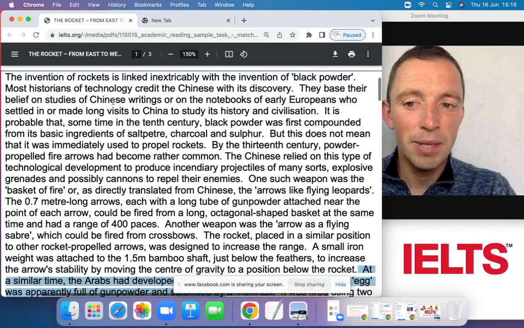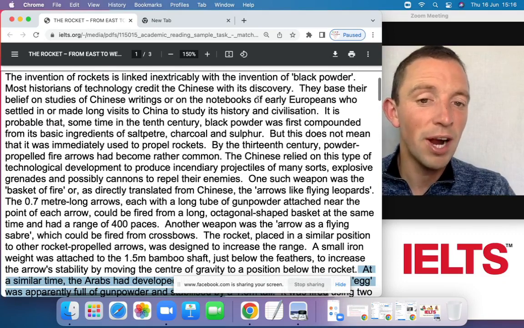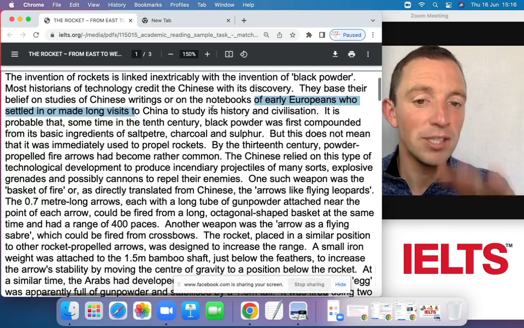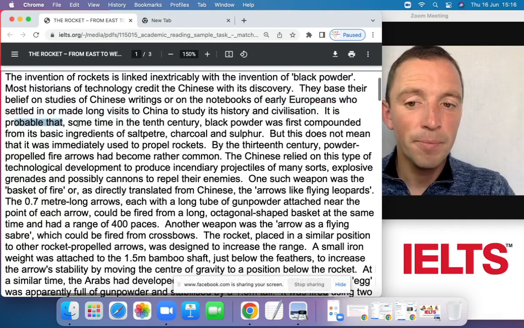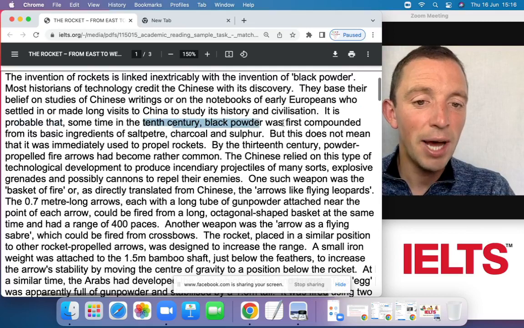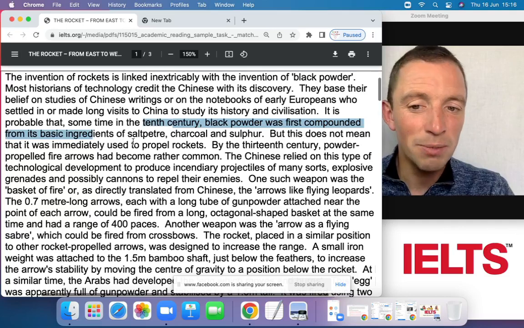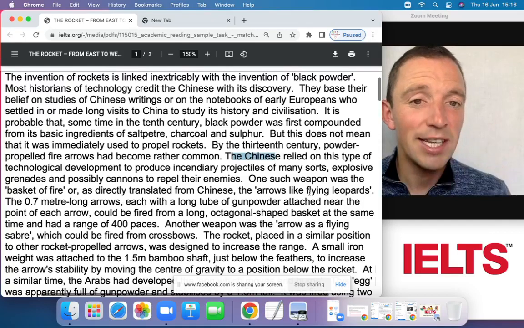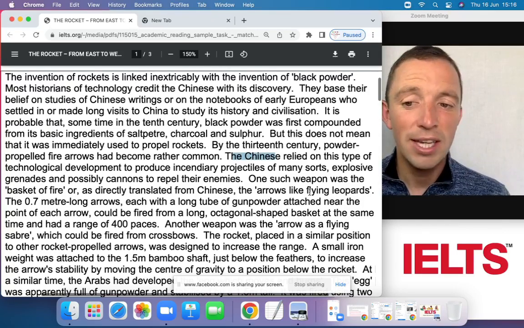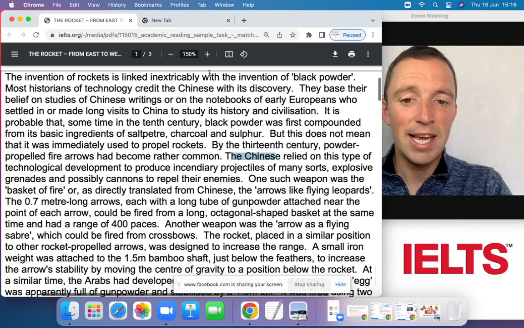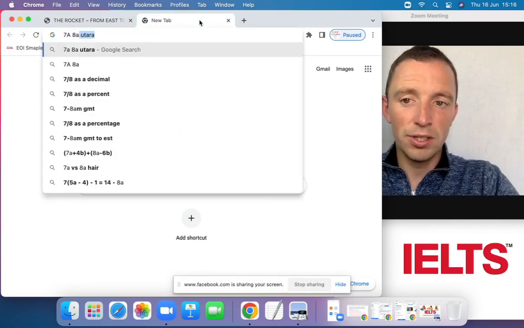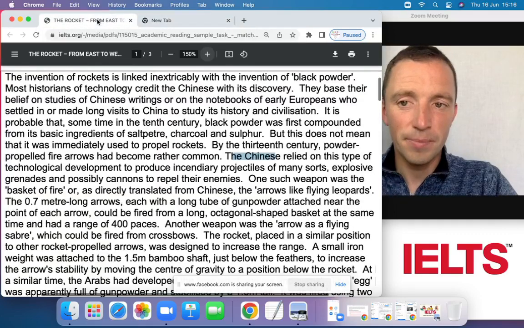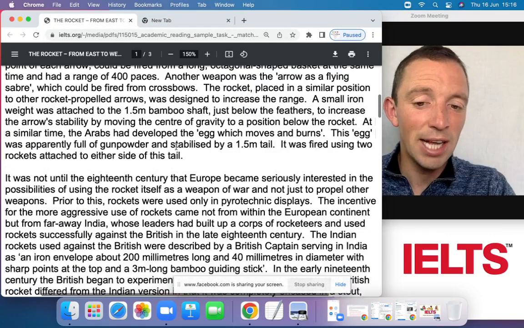So they base their belief on studies of Chinese writings or notebooks of early Europeans who settled in or made long visits to China. It is probable that sometime in the 10th century, black powder was first compounded from its basic ingredients. But this does not mean that it was immediately used to propel rockets. By the 13th century, powder-propelled arrows became rather common. So again, I think the only evidence we have is the Chinese again. So let's say the next answer is also the Chinese. That's the only real indication of the answer for me.